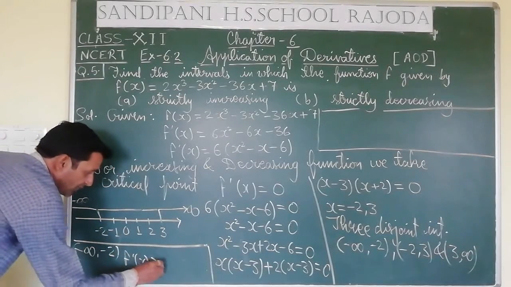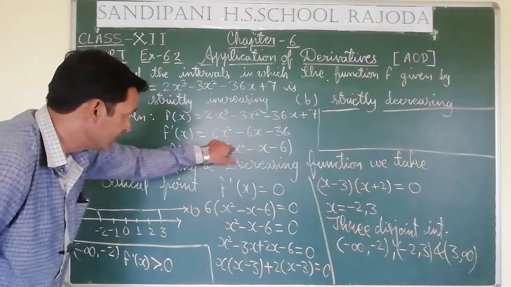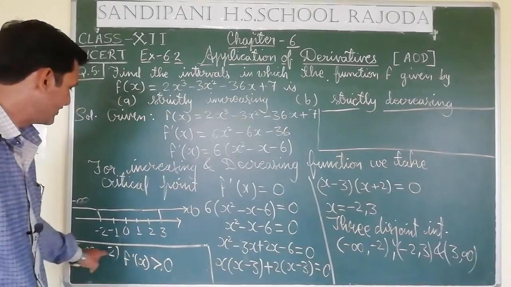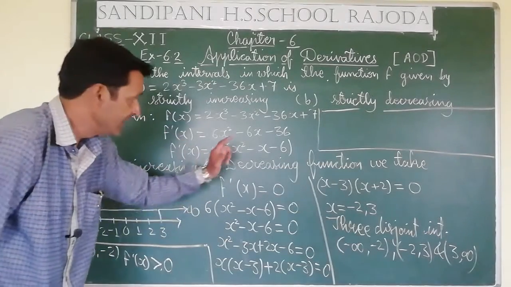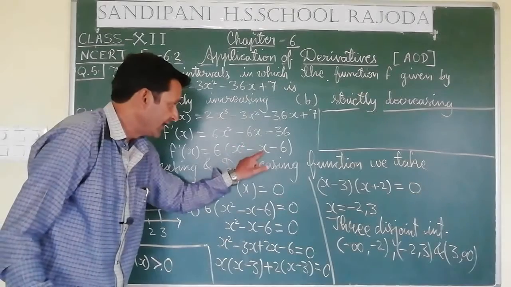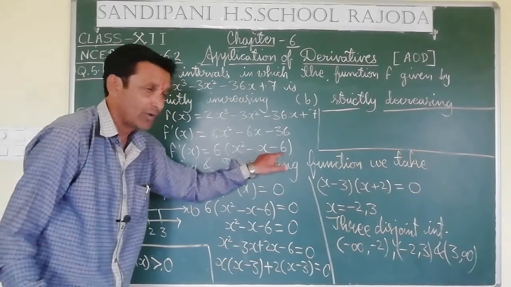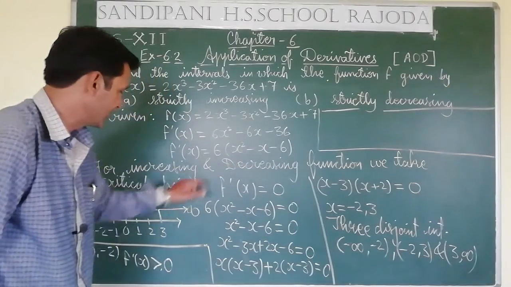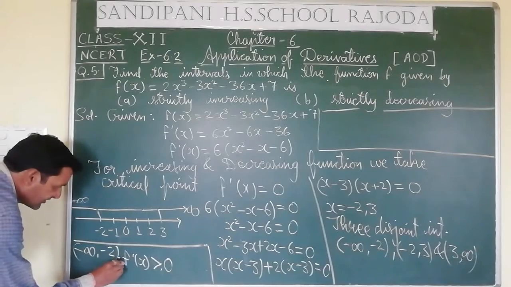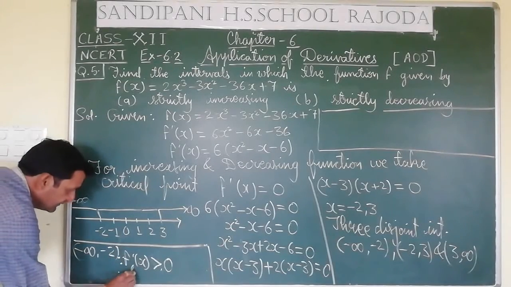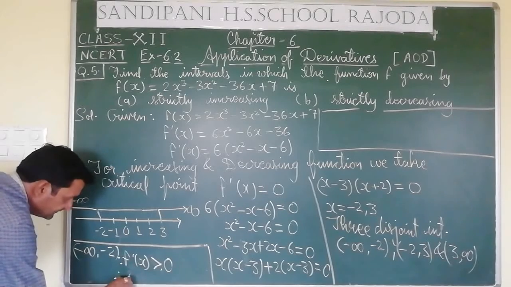F dash x is greater than 0 means increasing. Here it becomes positive, na? Minus 3 square is 9 and minus 3 into minus will become plus 3. So 9 plus 3 is 12. 12 minus 6 is 6. 6 sixes are 36, means f dash x is greater than 0. So because f dash x is greater than 0, therefore it is increasing, strictly increasing.